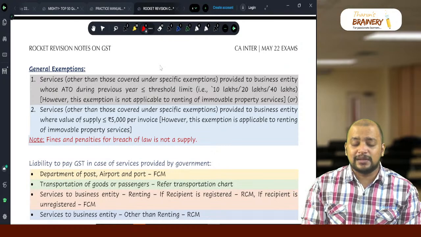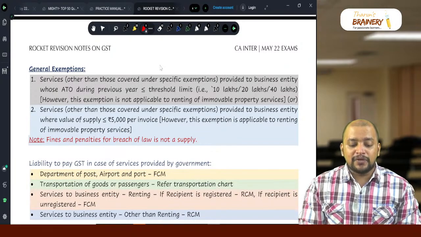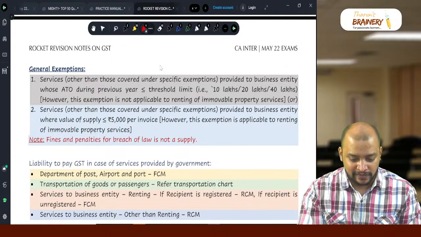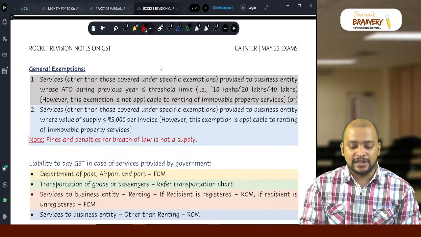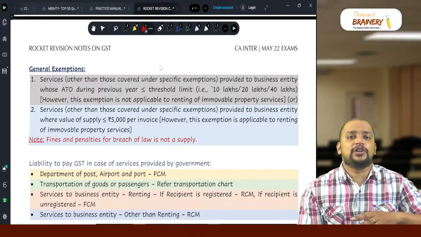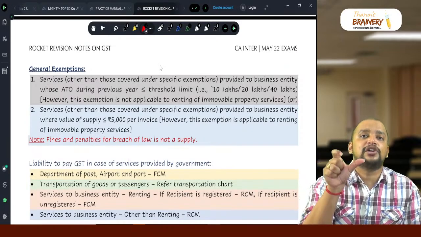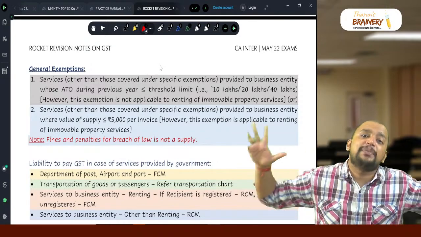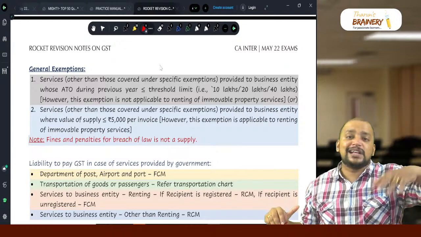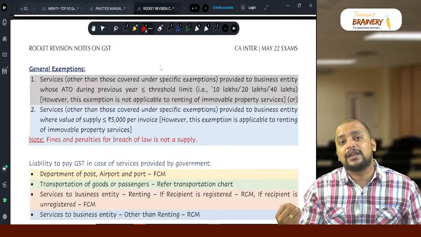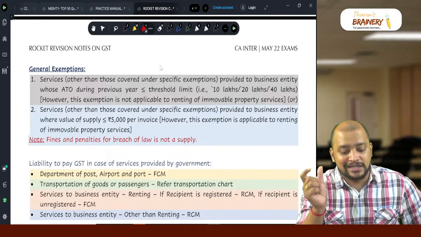So next, another exemption is there. Services provided to a business entity. Any service, including renting of immovable property services, provided to a business entity whose turnover during the previous year may exceed the threshold limit, but if the value of supply does not exceed 5,000, it is exempted. See, the first point and second point are 2 independent points. The first point is exempted if the turnover during the previous year does not exceed the threshold limit. In the second point, the value of supply should not exceed 5,000.